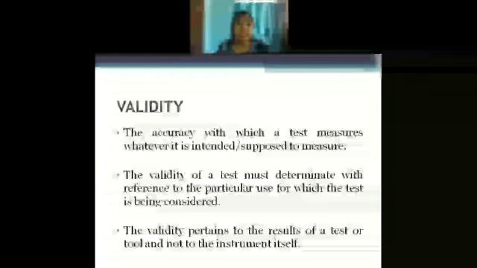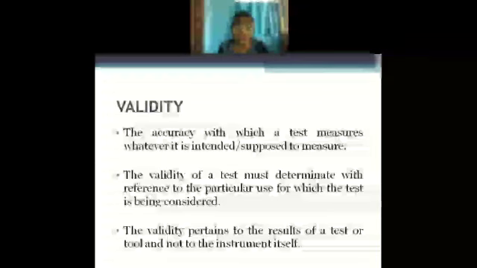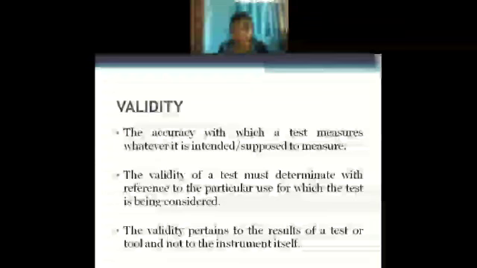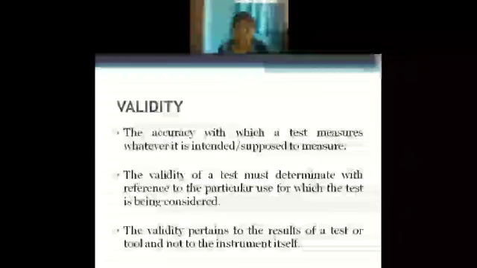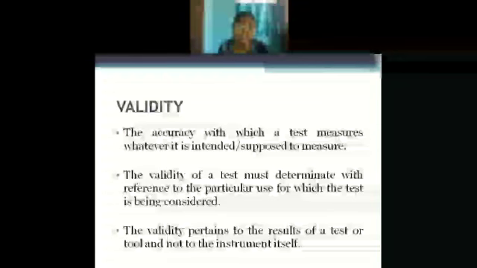Next, the validity of a test must be determined with reference to the particular use for which the test is being considered. For whatever purpose the test is being formulated, it has to be determined and it has to test only that. Then validity pertains to the result of a test.